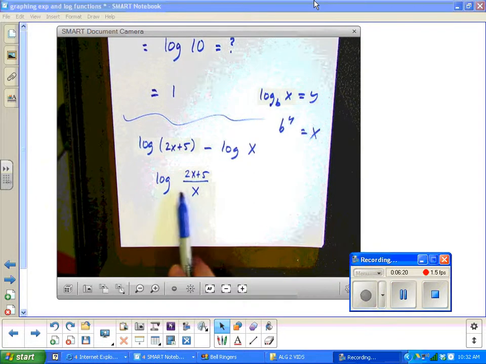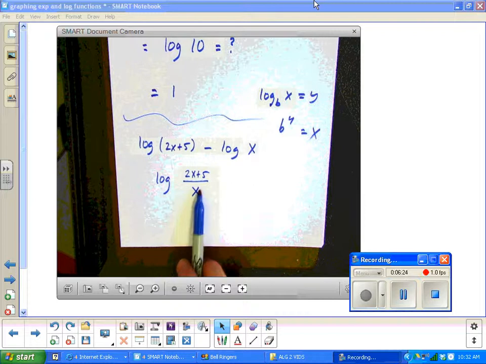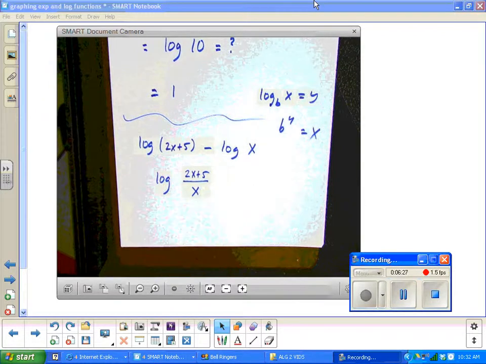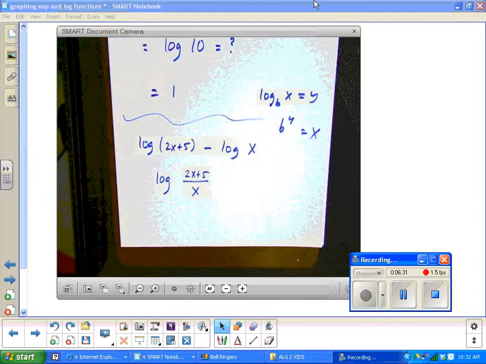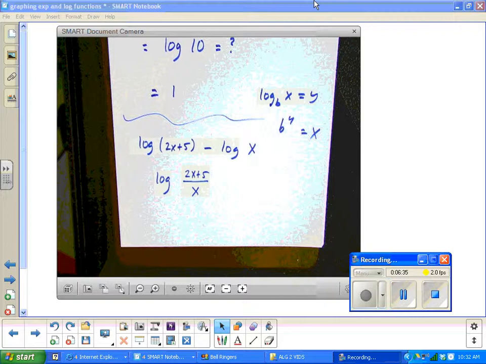Okay? Now, can we evaluate this one? 10 raised to what power is equal to this? I don't know. Okay? So I'm only going to evaluate the ones that I can. And the way the directions phrase it is they say evaluate the ones you can do without a calculator.